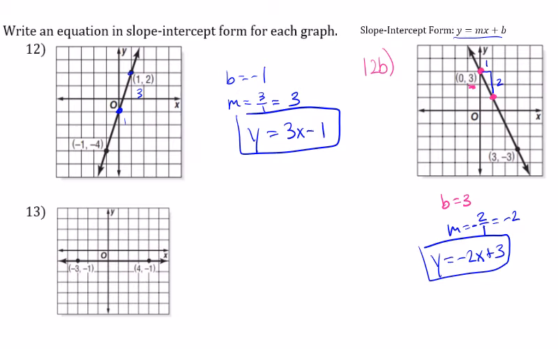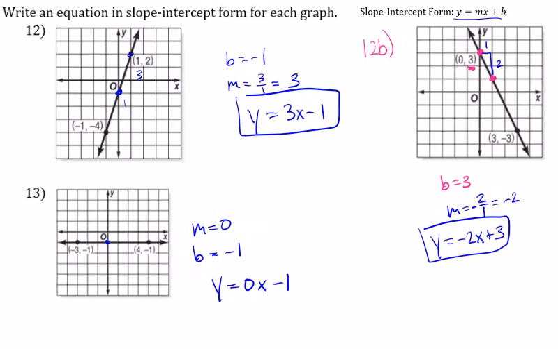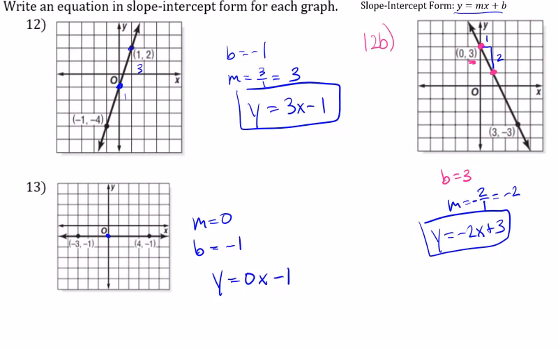So next, number 13. So here we have a horizontal line, okay? So remember, a horizontal line's slope is 0, right? Remember, when your y coordinates are the same, slope is 0. The y-intercept is negative 1, right? So what we're going to say is y equals 0x minus 1. But 0 times x is 0, so it's just going to be y equals negative 1. So whenever you have a horizontal line, it's going to be y equals a number, okay?